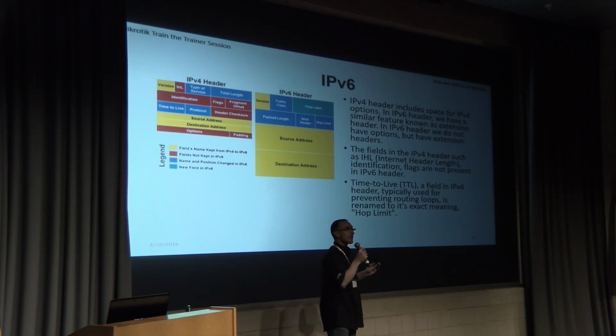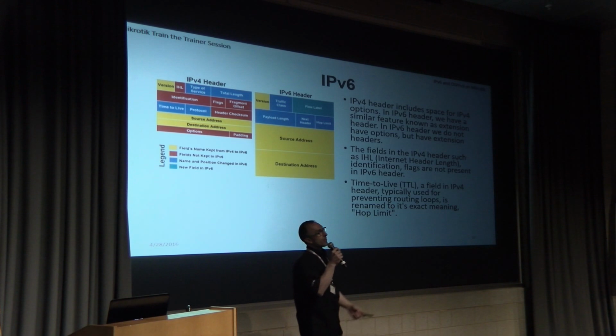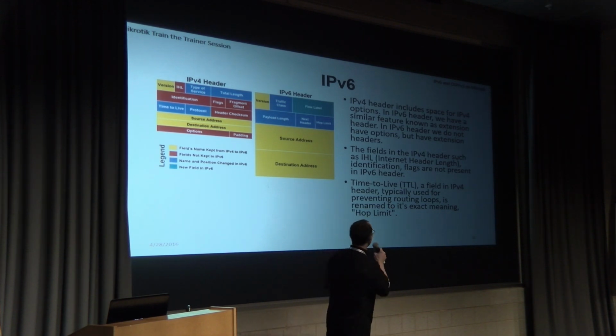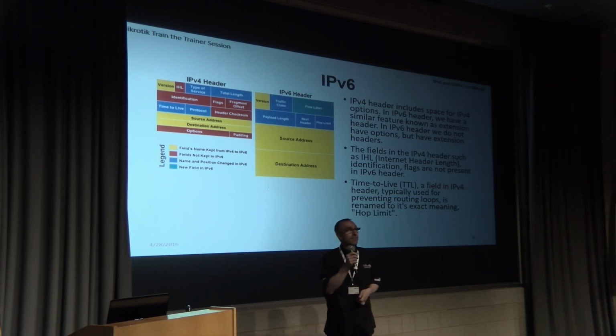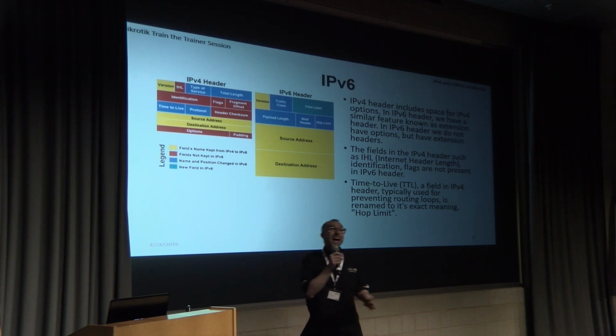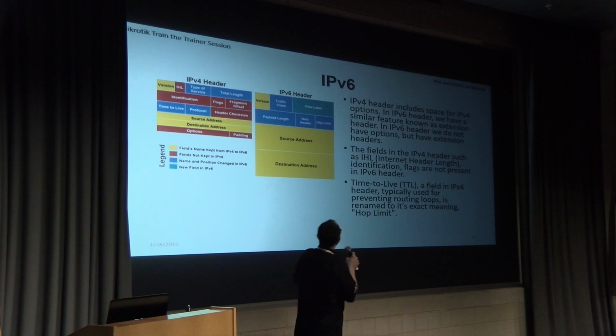One of the ones that caught my eye was the TTL. Everyone here knows what time to live is: the time the packet will take before it times out. In IPv6, you see it called what it should be called, hop limit: how many times the packet will traverse the network before it can be discarded or dropped.